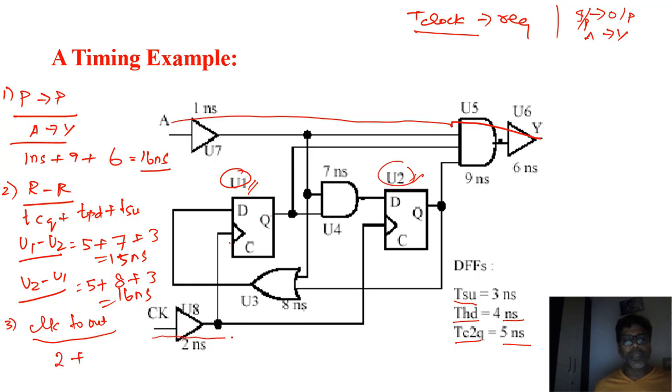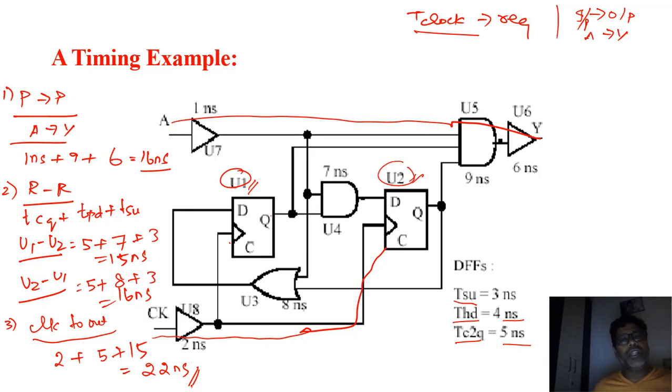Now from here it's coming over to this. Then the C2Q delay of that is 5 nanosecond. Then propagation delay: 9 plus 6, 15. So totally it comes to 22 nanosecond. That's it.